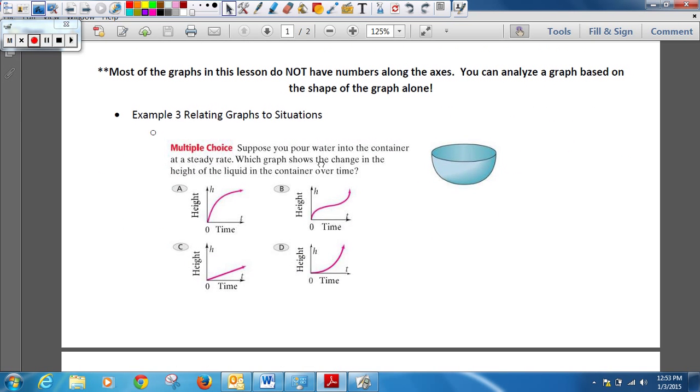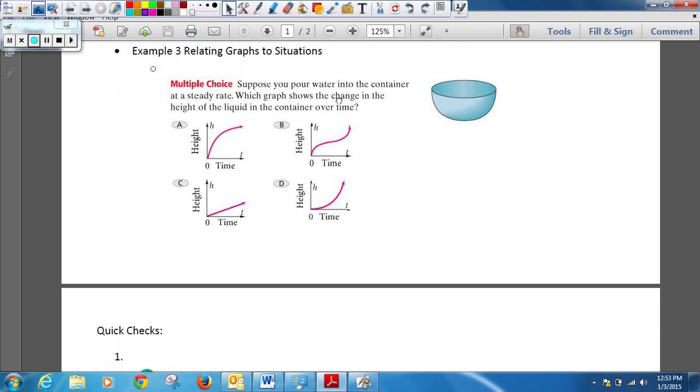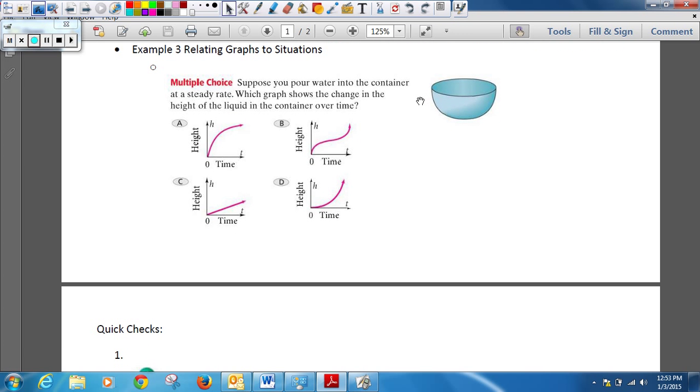And if you notice here, it says most of the graphs in this lesson do not have numbers along the axis. So you have to label the x and y axis and you mark where 0 begins, but then you don't have an exact number. And then you can analyze the graph just based on the shape, if it's going up or down or staying unsteady. Example 3 says, suppose you pour water into the container at a steady rate.